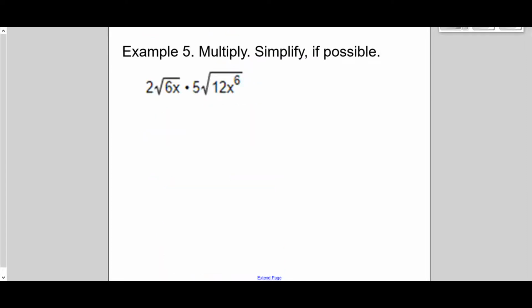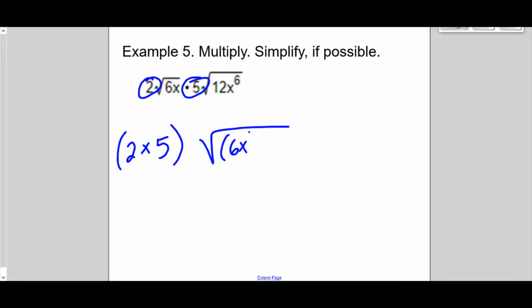Example 5. This one's a little bit more challenging, but we can handle it. We have 2 square root of 6x times 5 square root of 12x to the 6th. Again, numbers out front we multiply together, so 2 times 5. And then what's inside gets multiplied together. So here's my inside: 6x times 12x to the 6th.